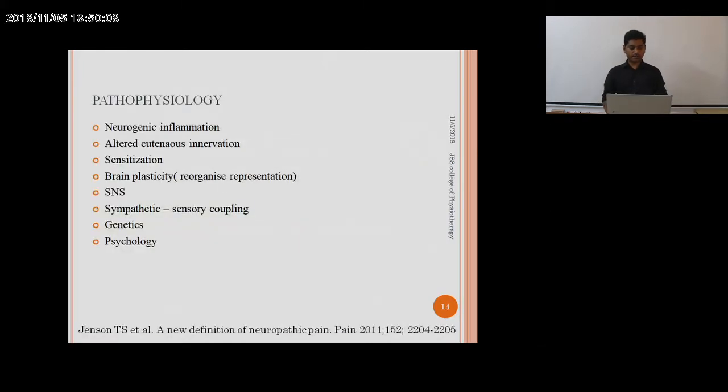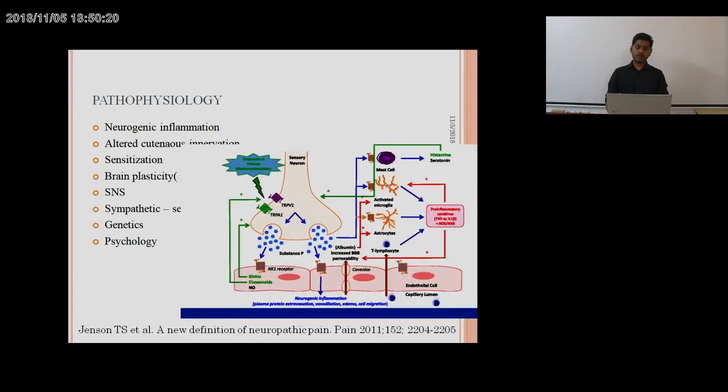So let us talk about pathophysiology. In pathophysiology, there are so many factors that affect a person to end up in CRPS or aggravate their pain or neuropathic pain. The first thing is neurogenic inflammation, where the inflammation process is going to take place as soon as a person has an injury. So now in this picture we can see there is a sensory neuron that has both TRPV1 and TRPA2.